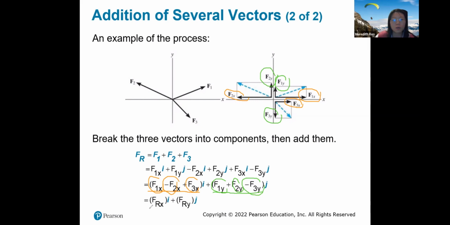Adding them together, you have an I component overall, a horizontal component overall, and a vertical J component overall: resultant component X and resultant component Y, along the I direction and along the J direction. Okay.